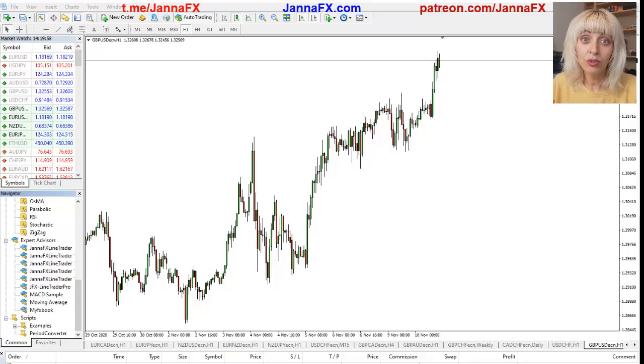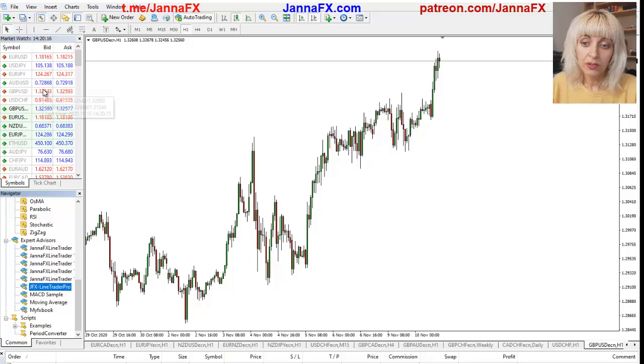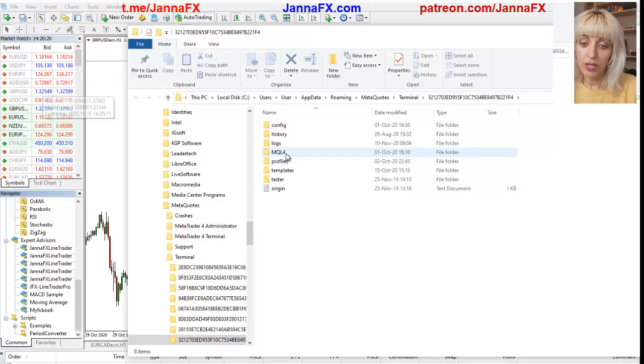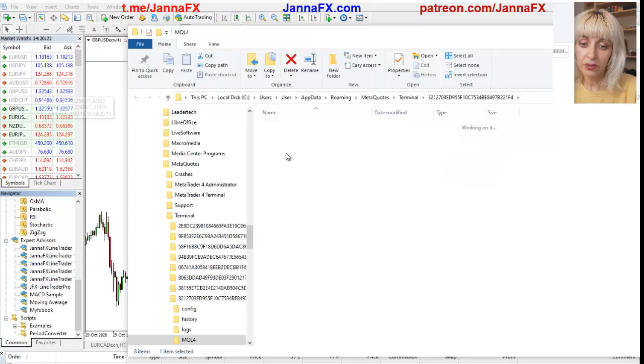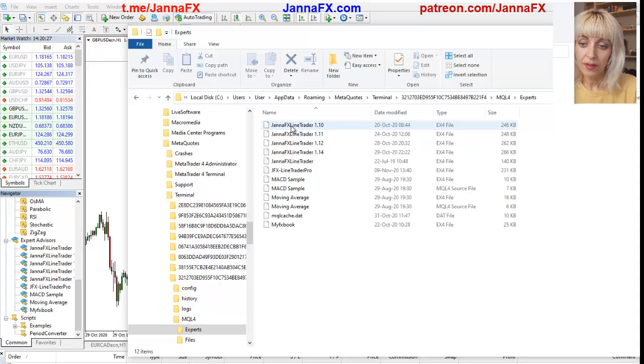After you download it and save it into a folder somewhere on your computer, you just copy it, and then you open MT4 or MT5. I'm trading on MT4, so the example will be on MT4. You go into File and open Data Folder. Then you open MQL4, press that, go to Experts, and just paste it in, and that's it, it's done.